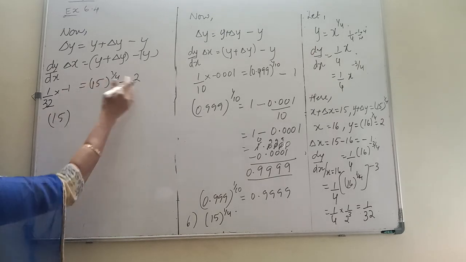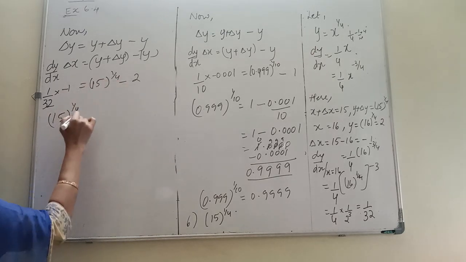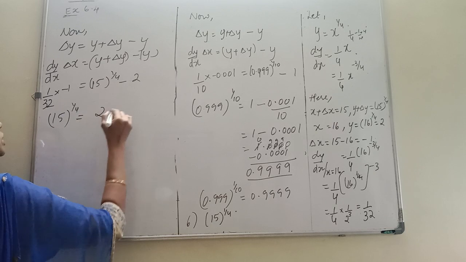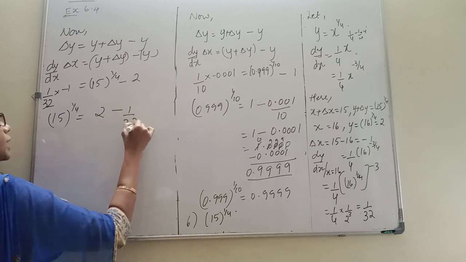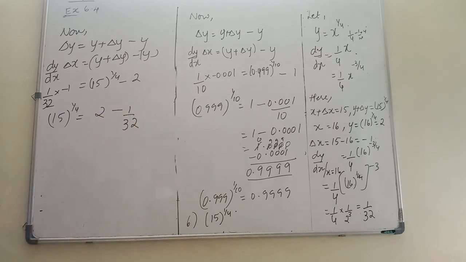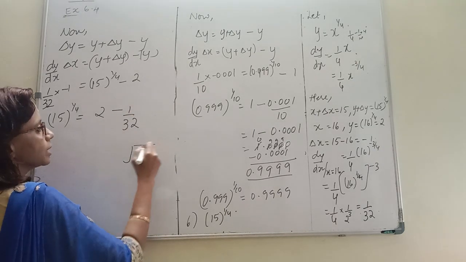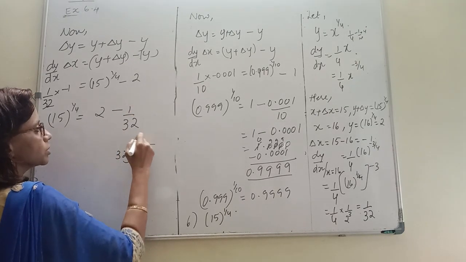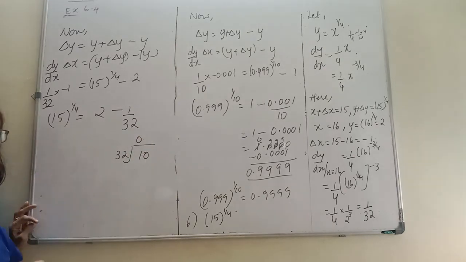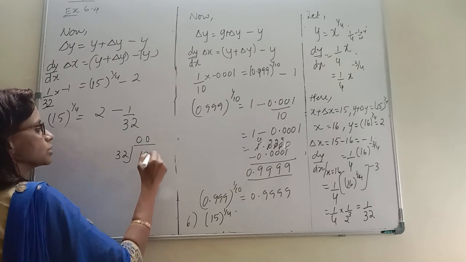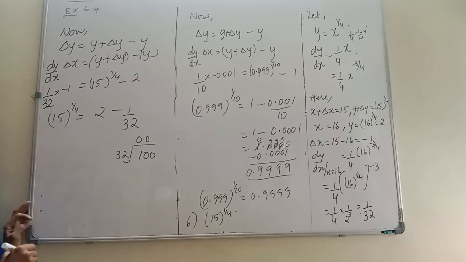Yeah, so we can bring this on the other side. 15 raised to 1 by 4 is 2 minus 1 by 32. Either you get it equalized or you take the decimal and then subtract. It's one's own wish. So let's divide: 1 divided by 32 does not divide, 0.0, again does not divide, 0, one more 0, now it divides.